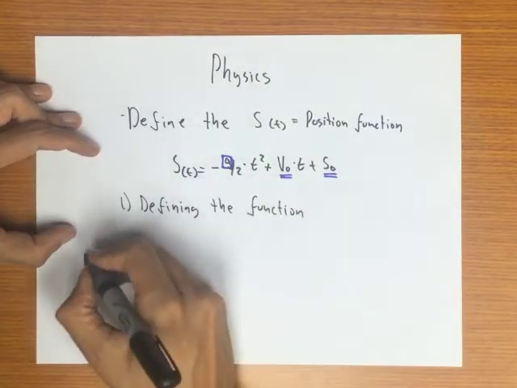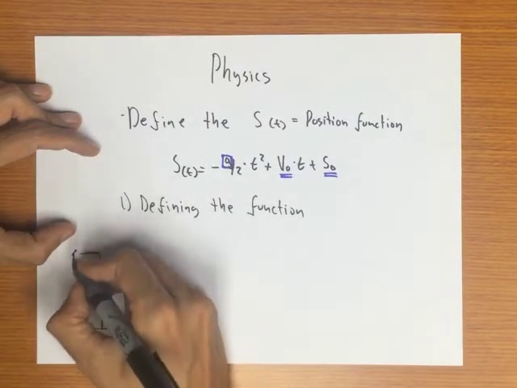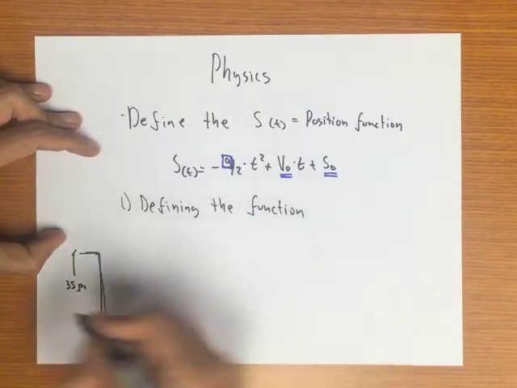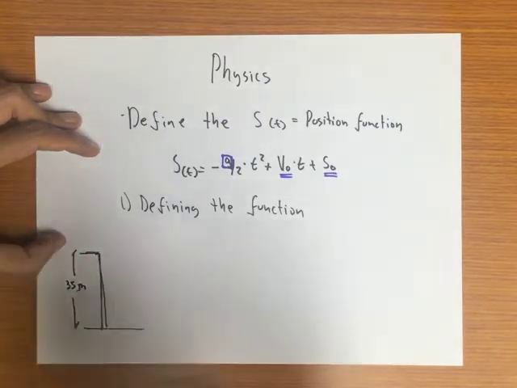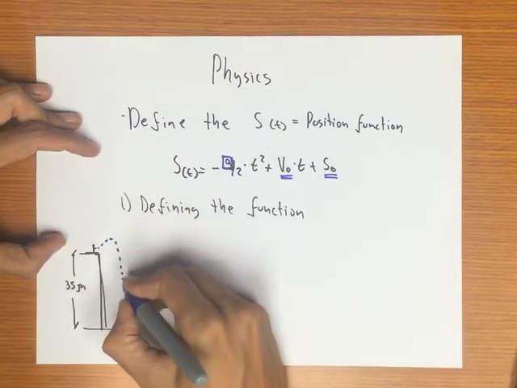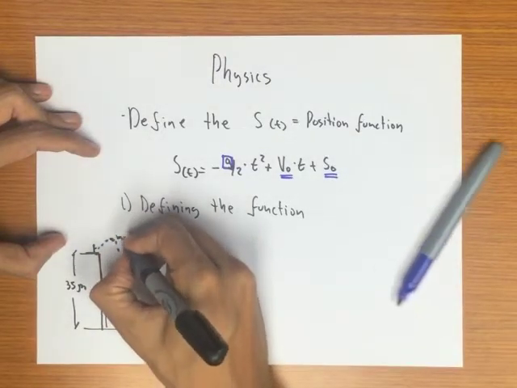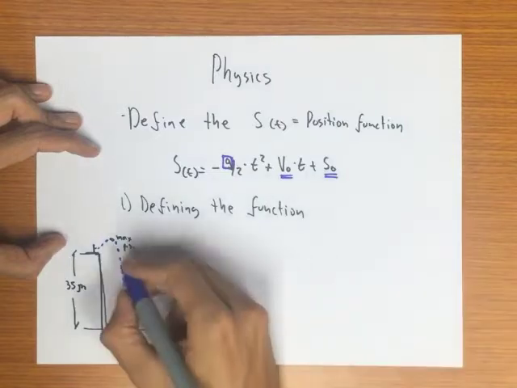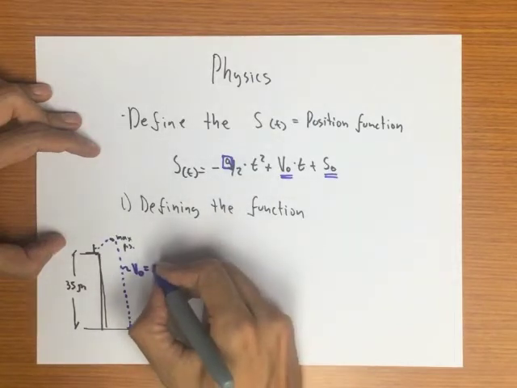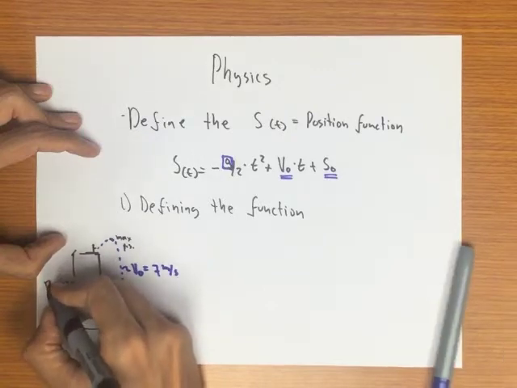I will explain with an example. Let's draw a building, and let's say this building is 35 meters high. You are here and you are throwing an object that will describe this parabolic trajectory, and the object will reach a maximum position. Obviously this object has an initial velocity. I will say that the initial velocity is, let's say, 7 meters per second. This is the initial position, S0.